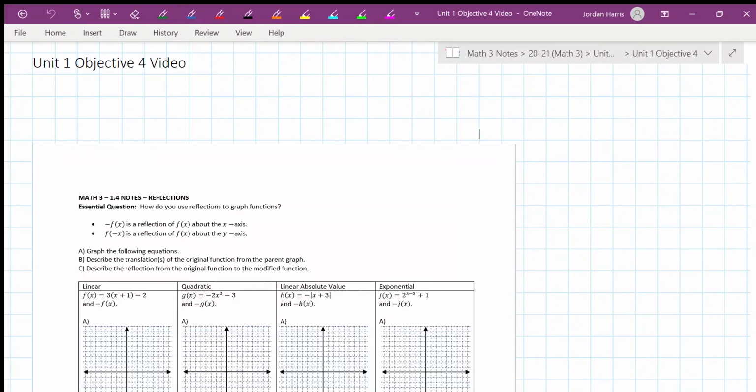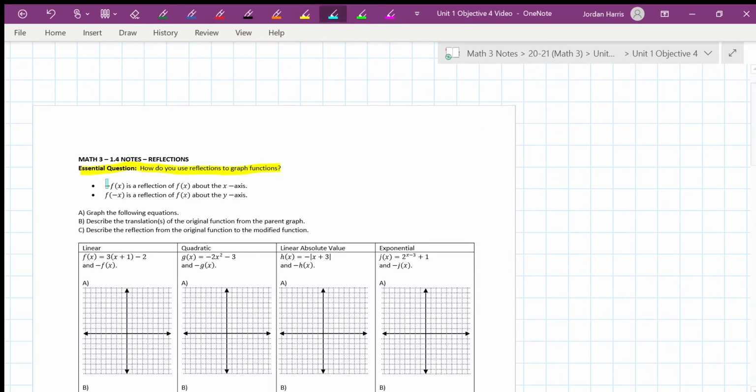This is 1.4 notes talking about reflections. You have your essential question. And then we have two reflections. The first, in algebraic form, is when the negative is in front. That means we are reflecting about the x-axis. So it means we flip over the x-axis.